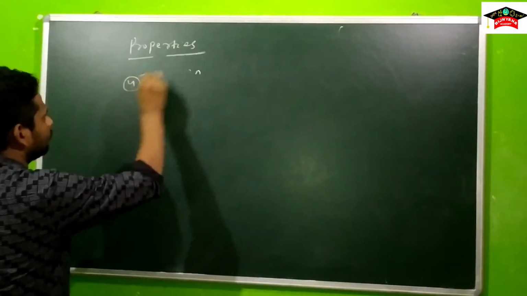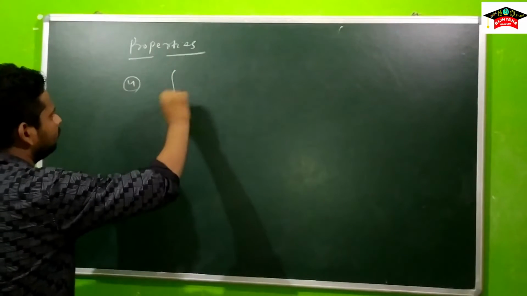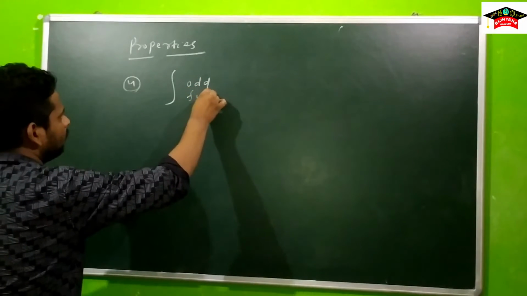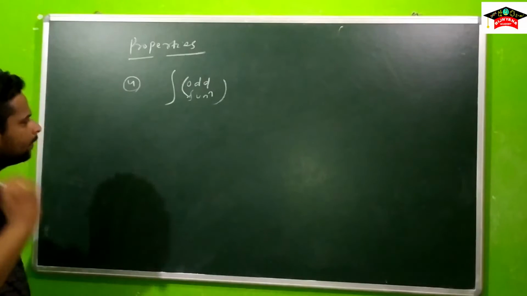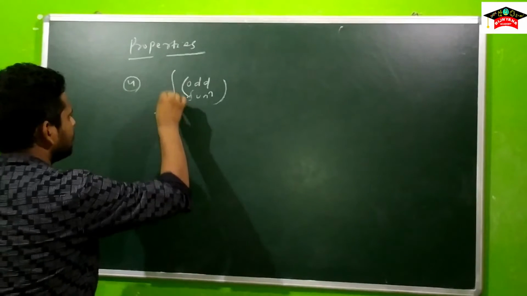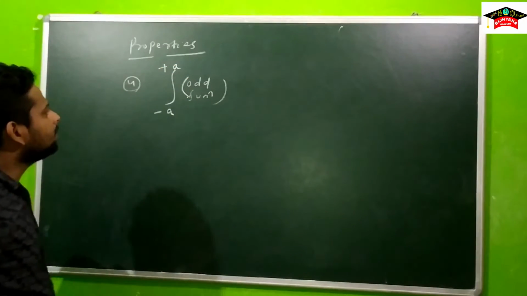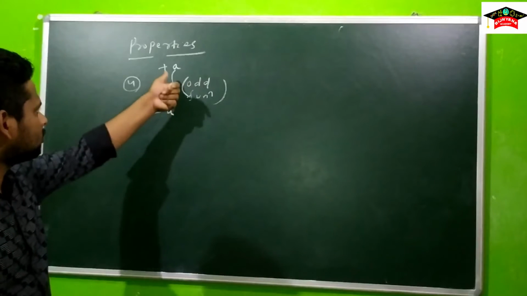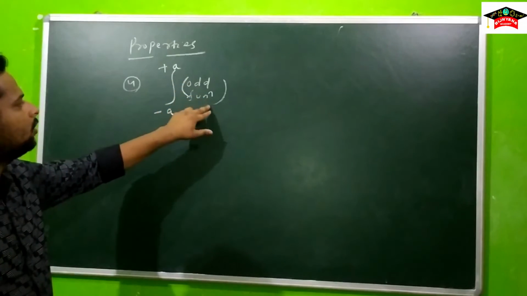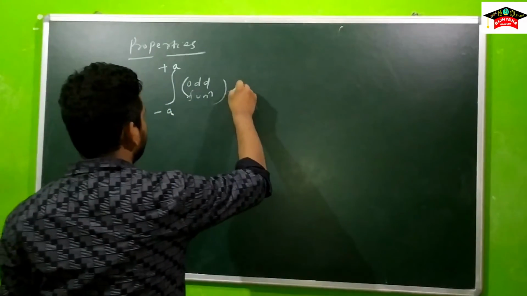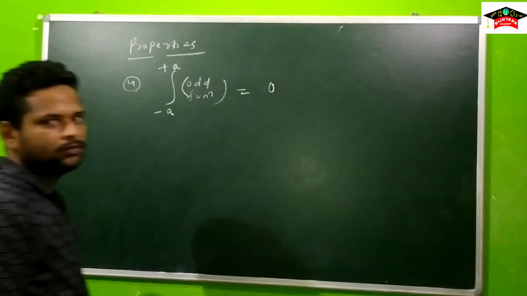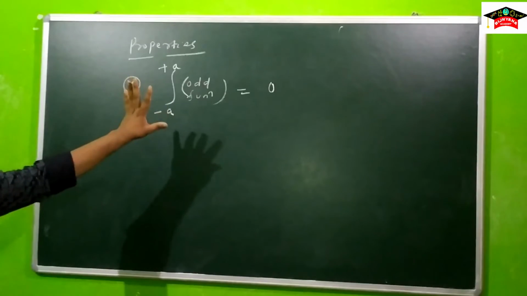Fourth property, the integration of an odd function, okay, inside it has an odd function, from any limit from minus a to plus a. So the limit is from minus a to plus a. It can be minus 2 to plus 2, it can be minus 3 to plus 3, it can be minus pi to plus pi, depending on the variables. So the integration of an odd function from minus a to plus a is always 0. This property you have studied in your first two classes.